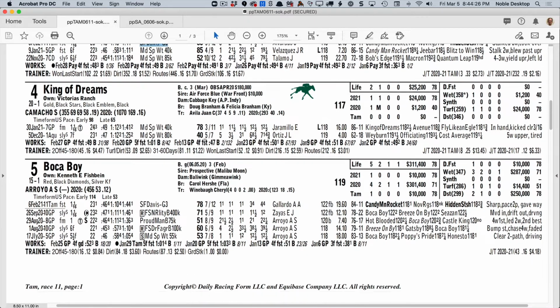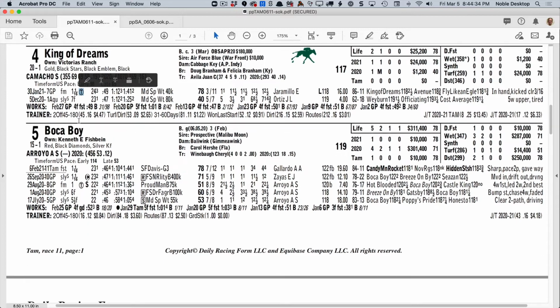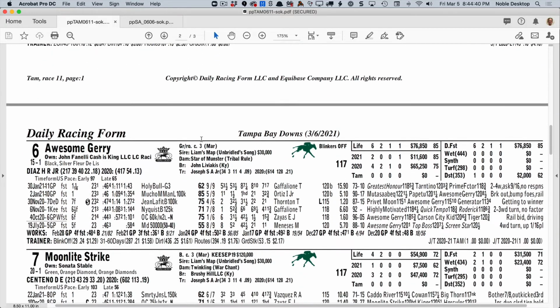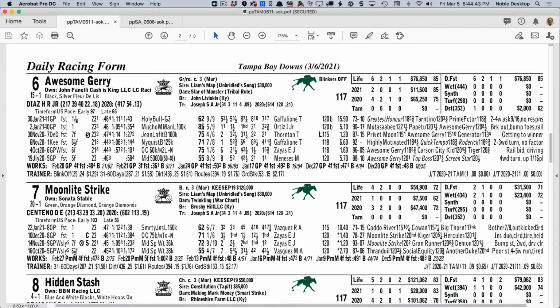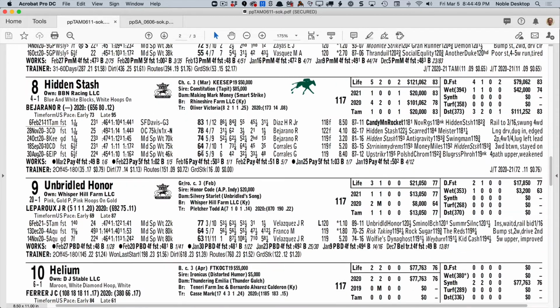King of Dreams ran a 78, but he ran it on turf, because it tells you right here that if it's not a dirt track, it's going to tell you that that's a turf track, or if it's a synthetic racetrack. Boca Boy got as high as a 78 in his last race. Awesome Jerry actually got as high as Candyman Rocket two races ago. He ran an 85. And let's just quickly get through the rest.